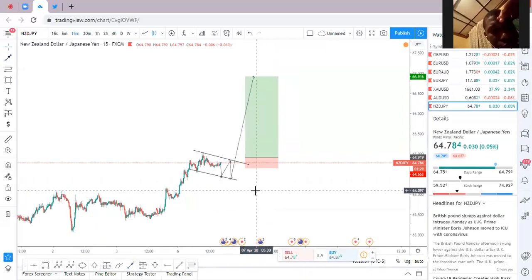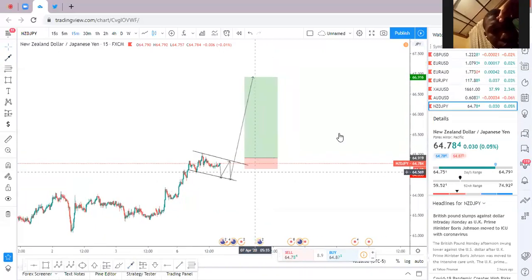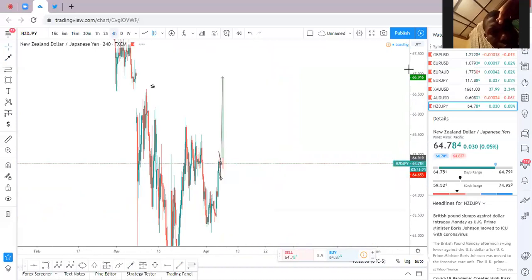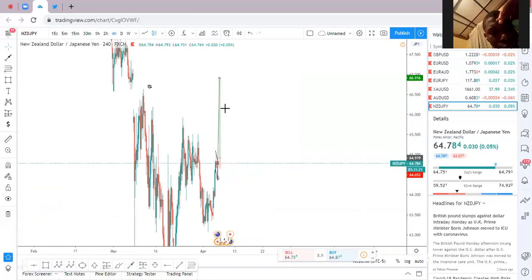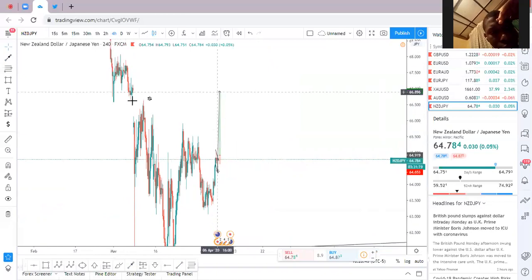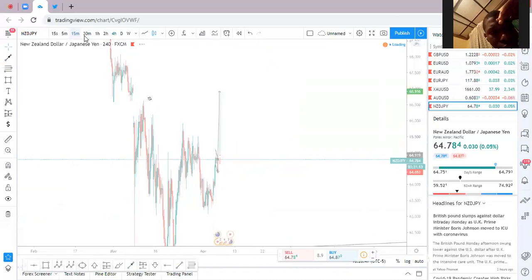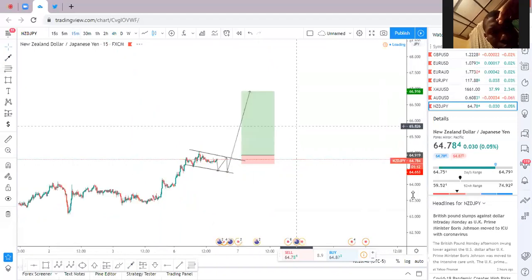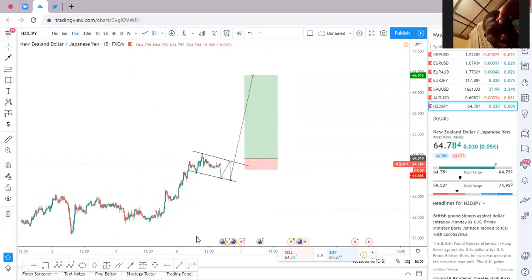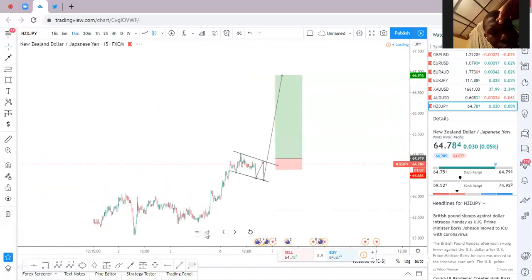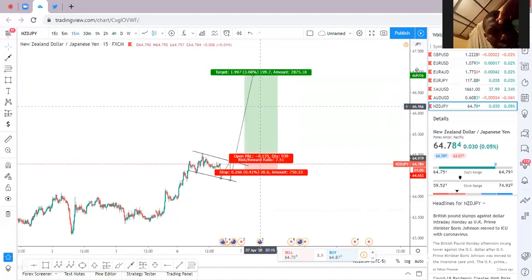So NZDJPY, we'll be buying it. But I would like to pick my entry. So you can see I'm aiming for this area to be close. So that's where I put my TP. So I'll be working with 15-minute time frame on this particular pair.